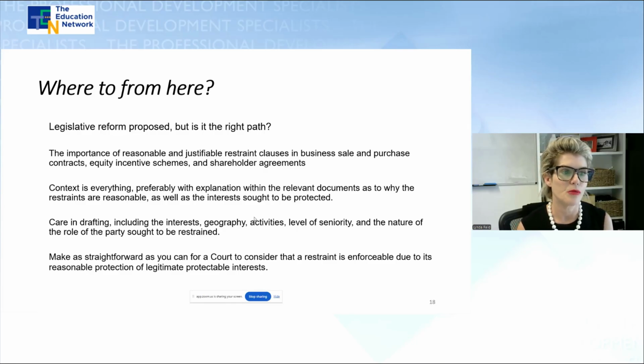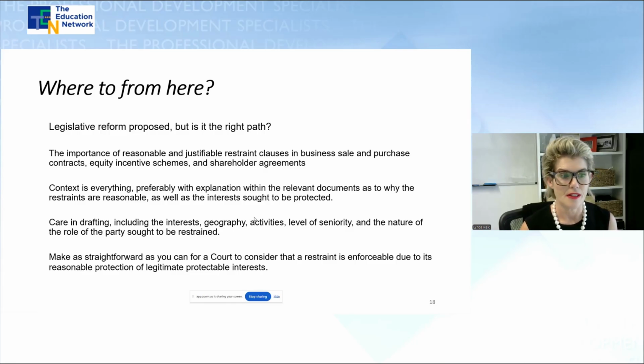There are reasonable and justifiable restraint clauses in a business sale and purchase contract, equity incentive schemes, and shareholders agreements. So be aware that there is not just one place to look when you're considering whether there might be a restraint in place, and when advising somebody who is subject to a restraint, make sure you're covering the different ways in which they might be restrained. And a lot of that will depend on whether they're also an owner of the business as well.